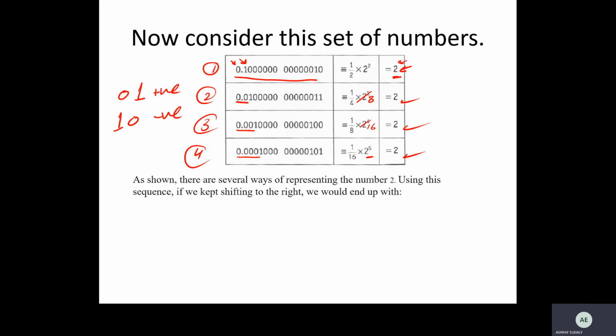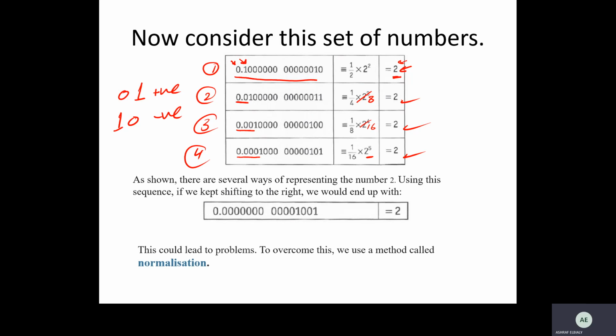As shown, there are several ways of representing the number 2 using this sequence. If we kept shifting to the right, we would end up having many representations of the value 2 in binary. This could lead to problems. To overcome these issues, we use the method called normalization.